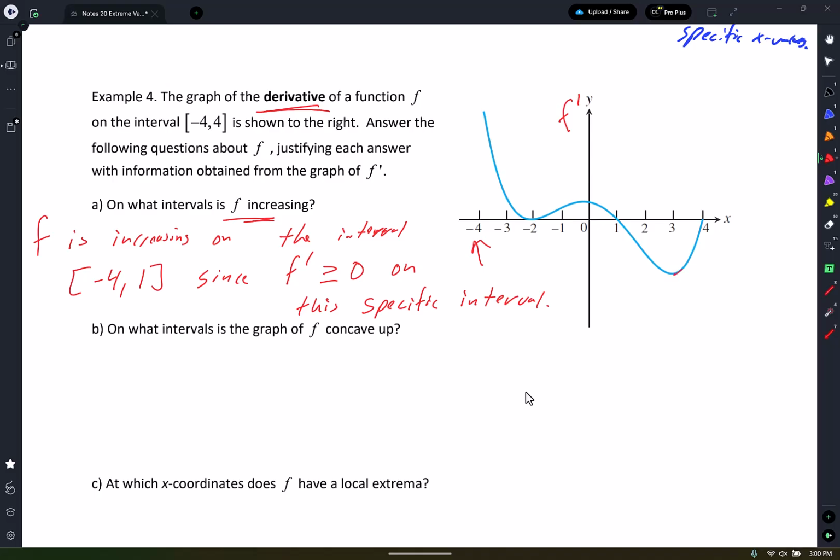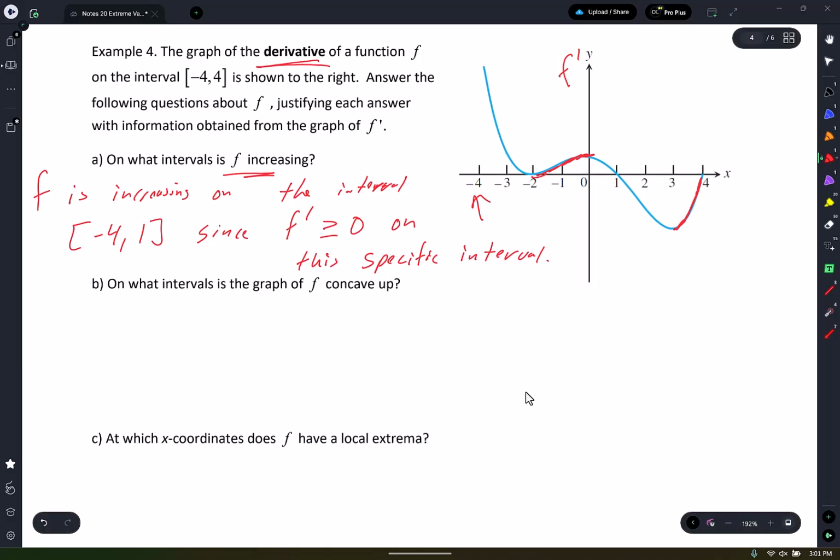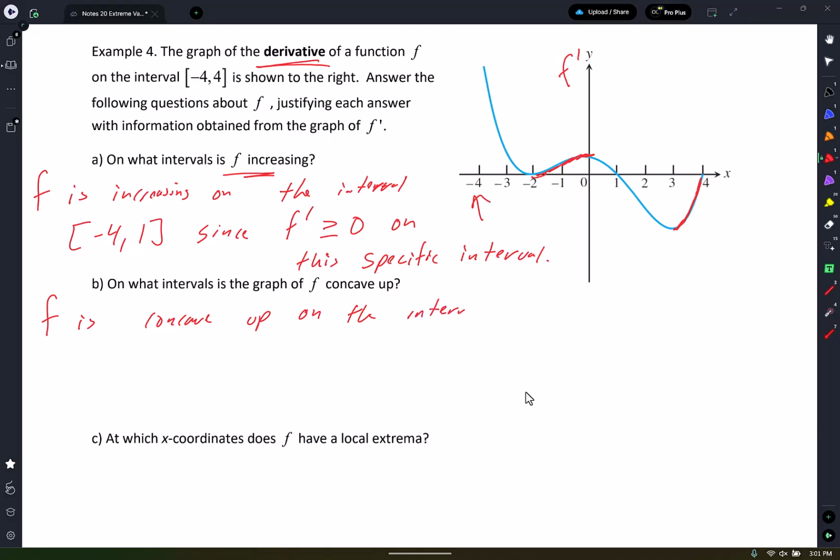Three to 4. That's one. 3 to 4. There's another one. Negative 2 to 0. It's not quite perfect to 0, but let's assume it is. So there it is. That's where F prime is increasing. So I'm going to write F is concave up on the interval. Now for concavity, use parentheses. On the interval, parentheses, negative 2, comma, 0, and comma 3, comma 4, since F prime is increasing on these specific intervals.